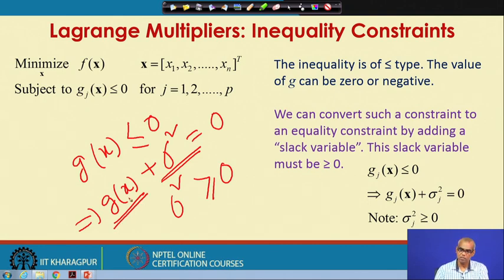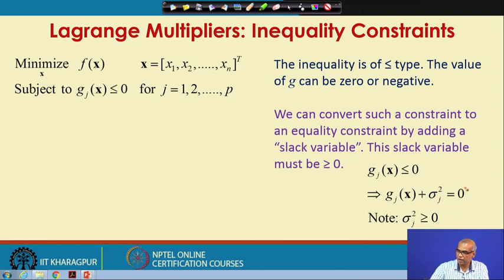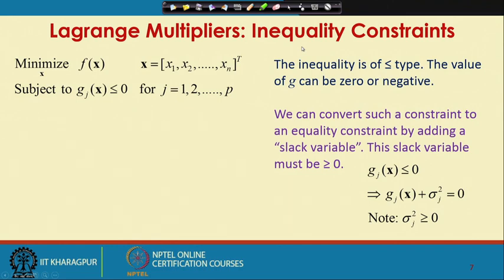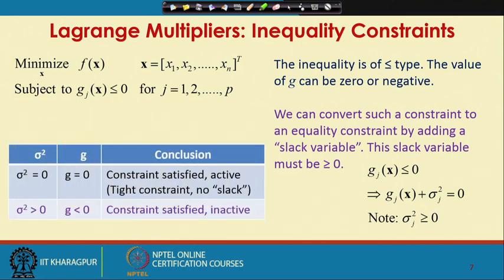So, I can do this for all inequality constraints. All p inequality constraints can be converted to p equality constraints by adding a slack variable which is non-negative, that means greater or equal to 0. And these slack variables must be found out as a part of the optimization problem. So, g_j less or equal to 0 can be converted to g_j plus sigma_j square equal to 0.